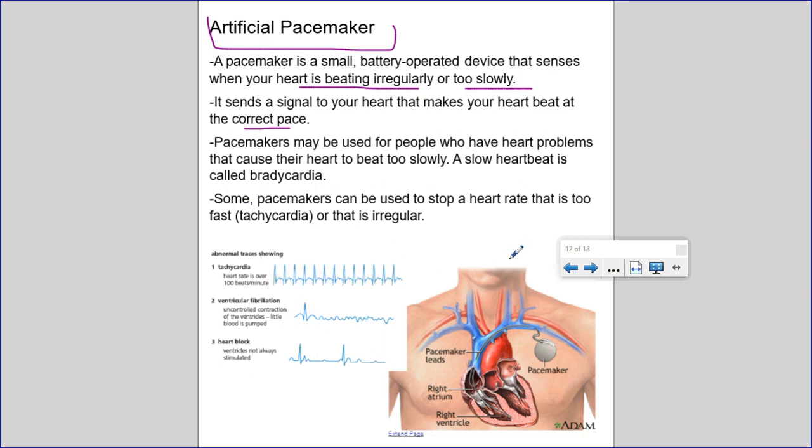As well, if you have ventricular fibrillation, this is an uncontrolled contraction of the ventricle. This is basically like a heart that is not pumping properly or beating properly, so little blood is going to be pumped. This is where a defibrillator can come in handy, which we'll talk about in a bit.